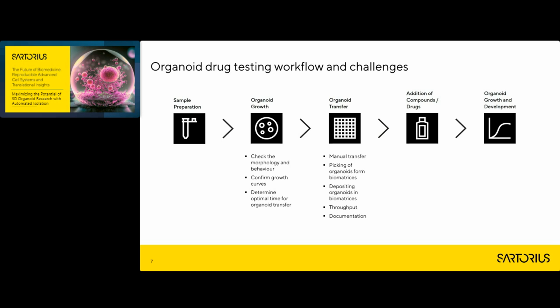Also, isolating and depositing organoids from biomatrices is not easy, as biomatrices are temperature sensitive and challenging to work with. Usually, this also affects the throughput of the assay and in some cases also the viability of organoids. Once we have successfully transferred the organoids and added the drugs, we need to monitor the response of the organoids again, but now in a high throughput manner. So how can we overcome these challenges?